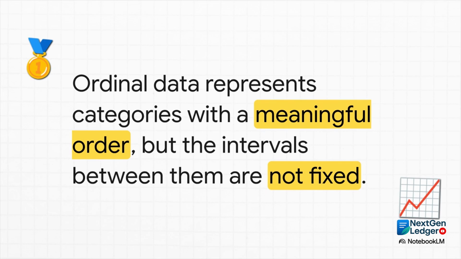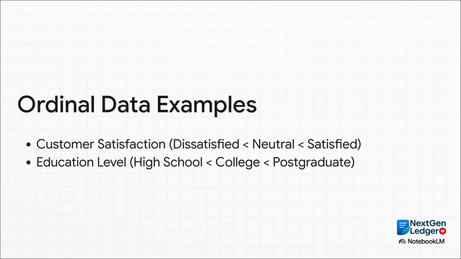Okay, but what happens when the categories do have a specific, meaningful order? Well, that brings us to our next type of qualitative data, ordinal. You can hear the word order right in there. The ranking is what matters. You've definitely seen this before. Think about a customer satisfaction survey. Satisfied is clearly a step up from neutral, which is better than dissatisfied. There's a logical sequence there. Same thing with education levels. There's a clear progression. That's ordinal data in a nutshell.